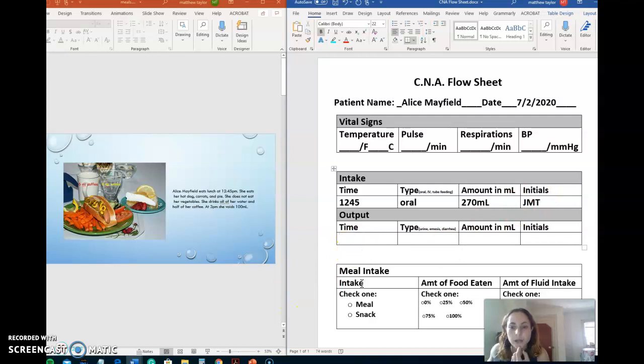Now I'm going to come down here to output. Her output time is 3 p.m. Remember, we're using military time, so I'm not going to put 3 p.m. I'm going to put 1500. This is urine. And the amount, it's nice, I don't have to calculate it, it's right there, it's 100 milliliters. And then I'm going to put my initials.